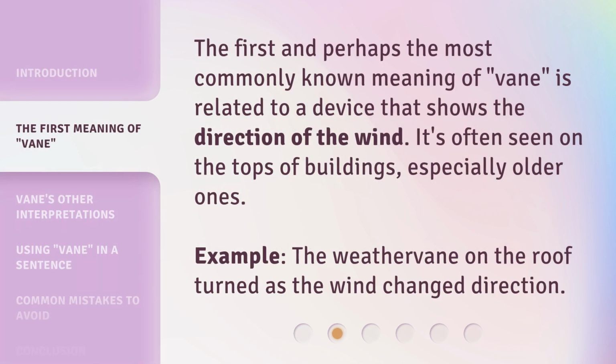The first and perhaps the most commonly known meaning of vane is related to a device that shows the direction of the wind. It's often seen on the tops of buildings, especially older ones. Example: the weather vane on the roof turned as the wind changed direction.